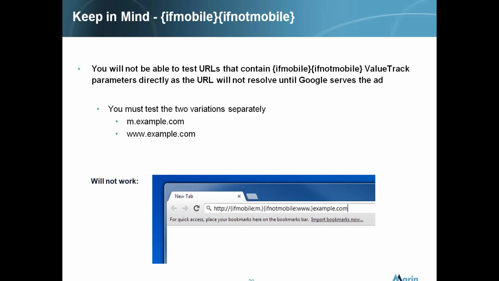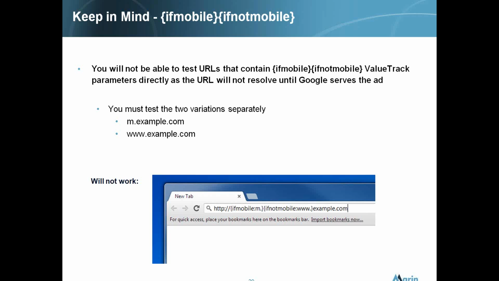So in order to test these two variations, you just want to take what's in those brackets and test those out separately. In this case, the two tests that you would run would be to take the m dot and the www dot that's in the squiggly brackets, put them into the actual page and test those out.